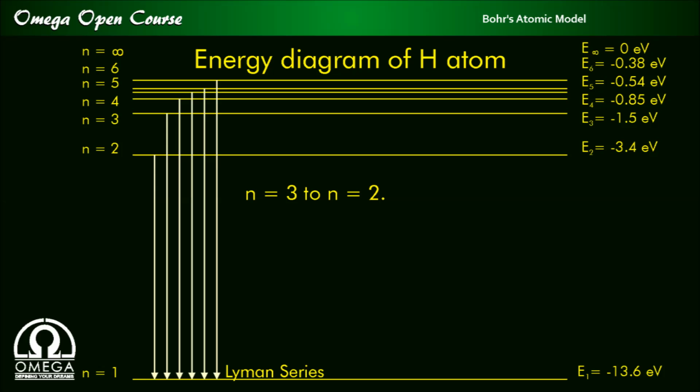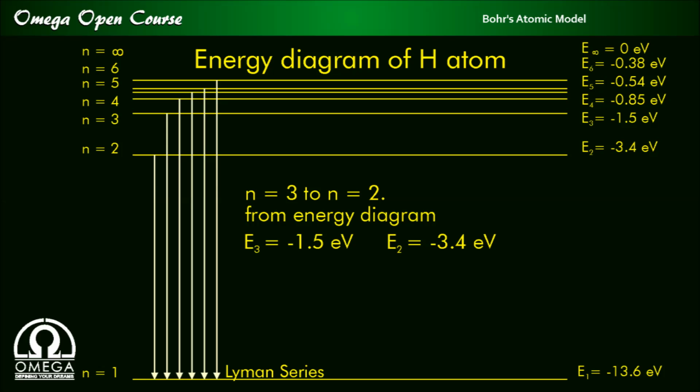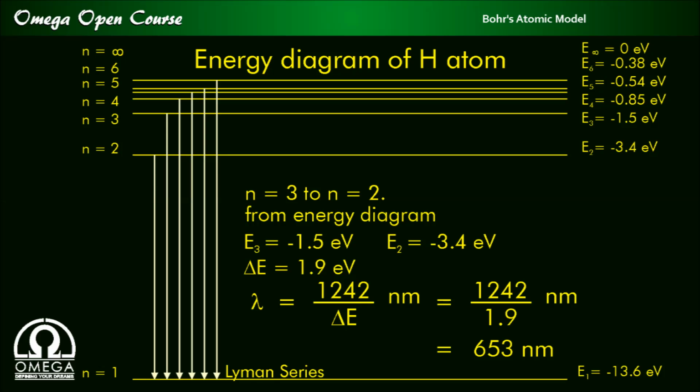Now let's calculate the wavelength of the transition from n = 3 to n = 2. From the energy diagram, E3 is equal to minus 1.5 electron volt and E2 is equal to minus 3.4 electron volt. And hence delta E is equal to 1.9 electron volt. Now lambda is equal to 1242 by 1.9, which is equal to 653 nanometers. The corresponding line is as shown.